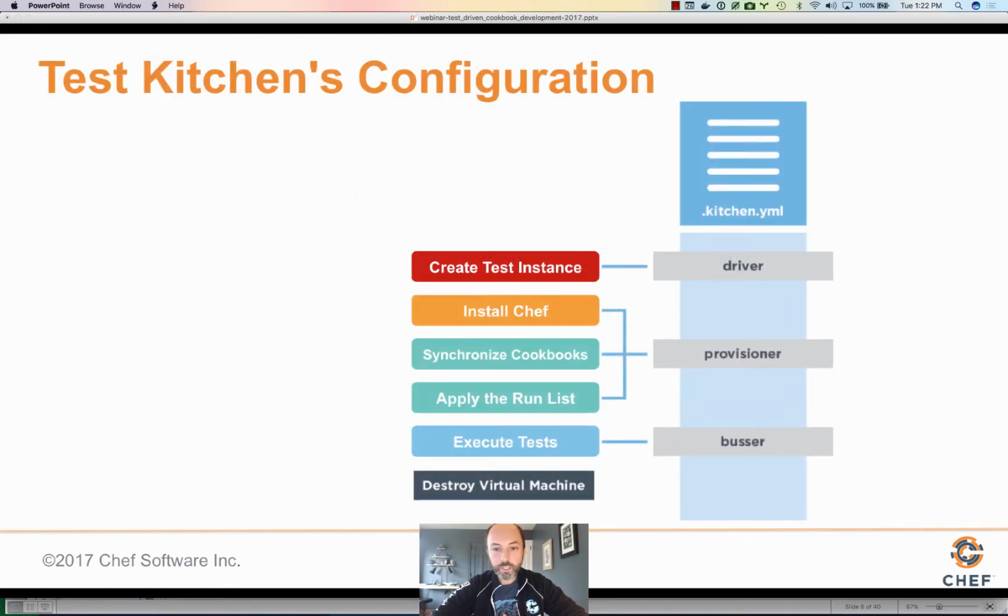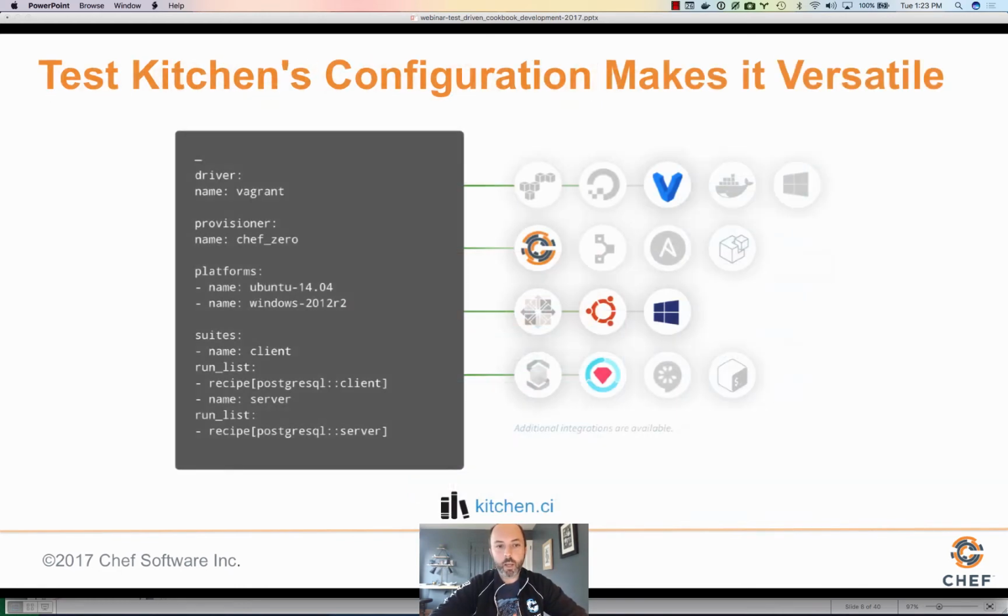So this kitchen configuration file contains a number of headings, or sort of major categories, that relate to these different steps that I illustrated here about creating the instance, installing Chef, executing the tests, and things like that. So traditionally, you'll need to specify a driver, how you want to create your instances. The provisioner will be how you specify how Chef gets installed and how the cookbooks get applied to the system. And then a busser is how the tests get copied to the system. With InSpec, you actually don't need that, but don't worry about those details yet.